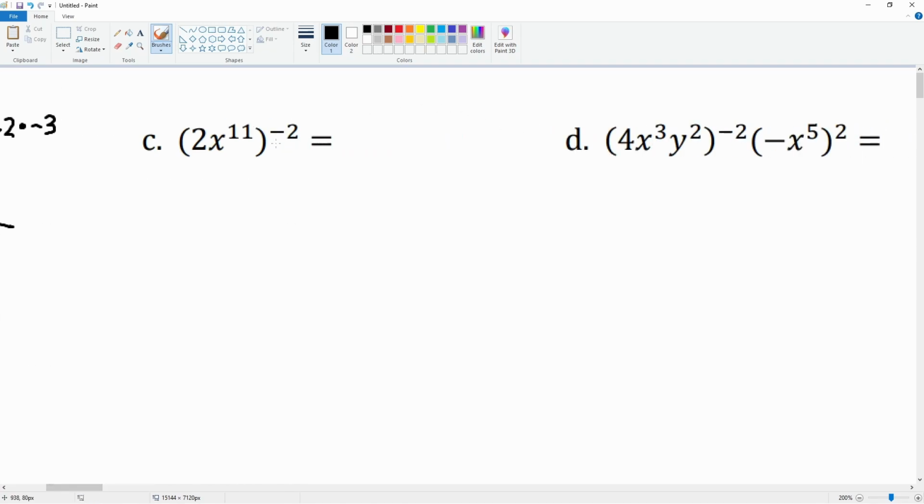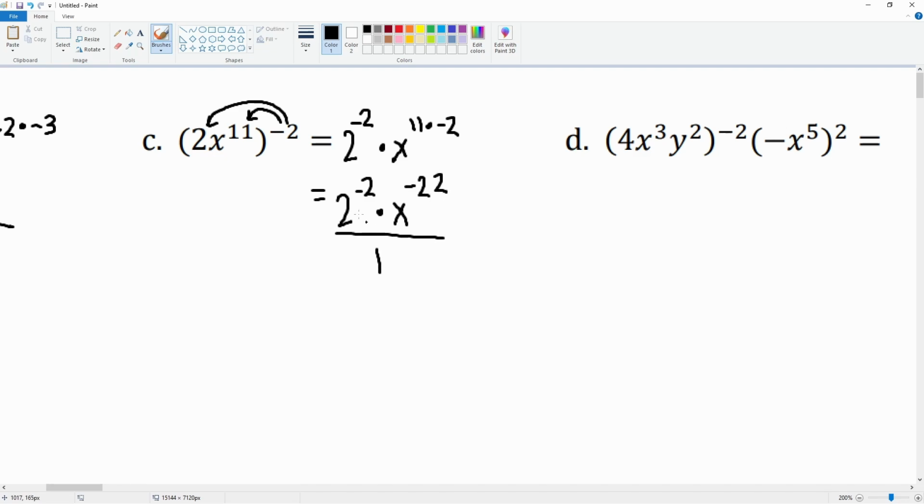See, same process here. Okay, we're going to distribute this to each term. So 2 to the -2 power times x to the 11th times -2. Both of them are going to be negative exponents because 11 times -2 is -22.